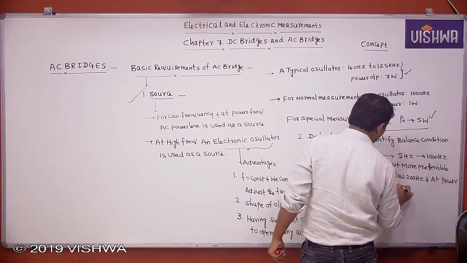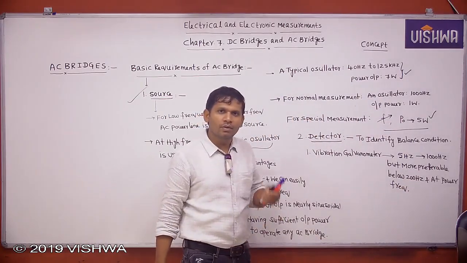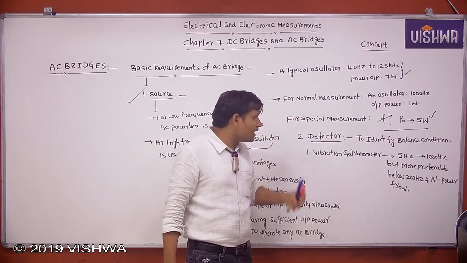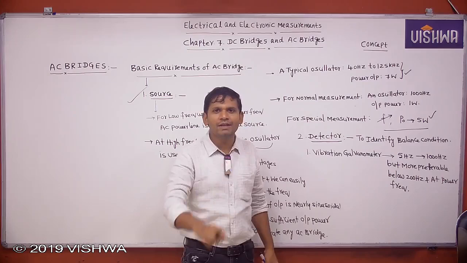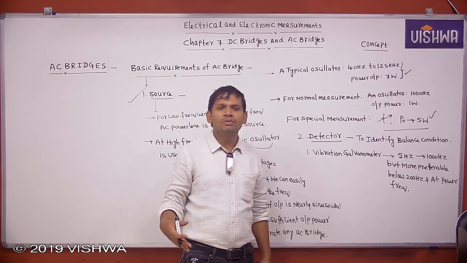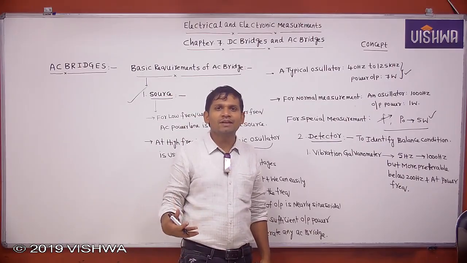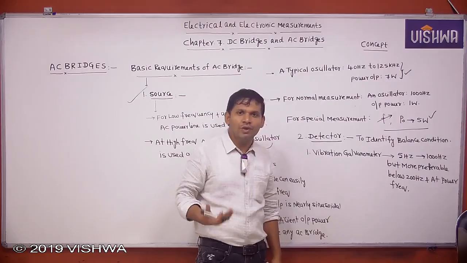For power frequency, the more preferable detector is the vibration galvanometer, which indicates the balance condition visually. That means the deflection of a pointer directly indicates the balance condition. If the galvanometer deflection is 0 in any AC bridge, then we can say that the bridge is balanced. That's why it indicates the balance condition visually.